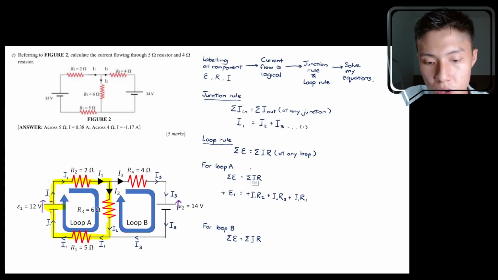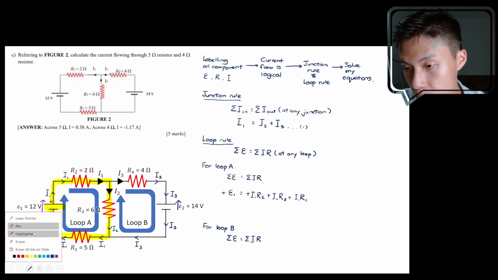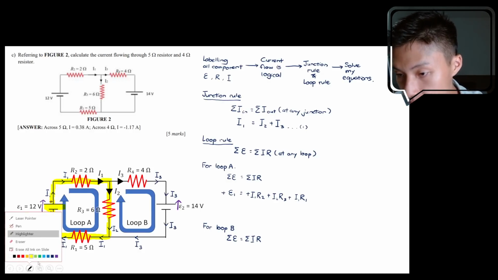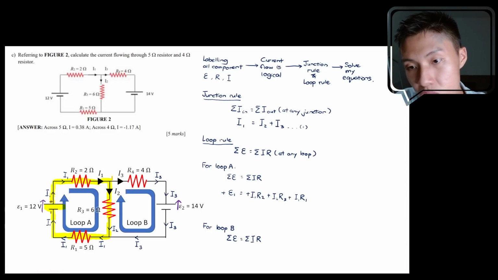Let's go through the same process as we did in loop A, but this time I'm going to use another color for my highlighter. I'm going to use orange. I'm going to start from this corner as well. Then I'm going to move in the direction that I drew for my loop B, which is clockwise.